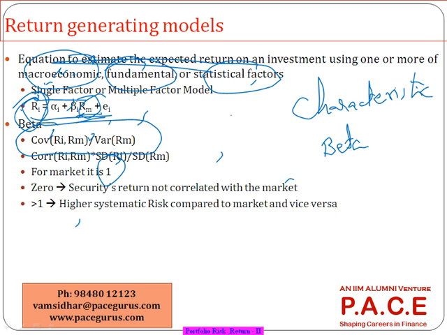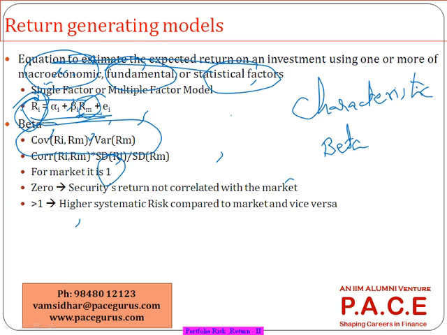Greater than 1, we call it more risky than the market, right? Any beta greater than 1, we call it more risky, because it has more systematic risk, more risky than the market.